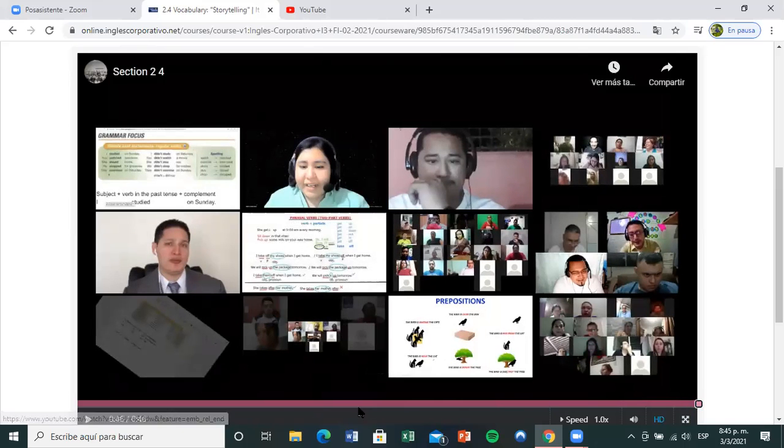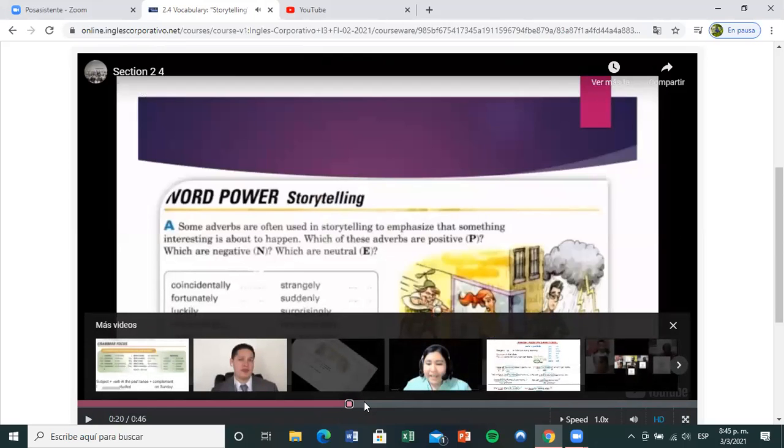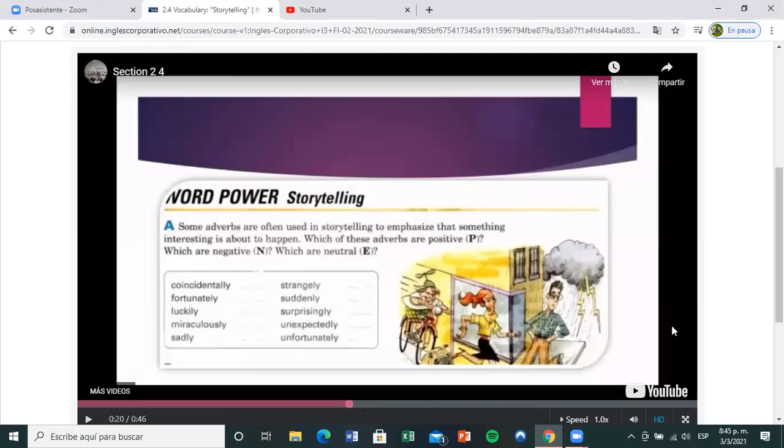Now, let's look a little bit at those words. Okay. Let's take a moment. We have many different adverbs. First, let's make sure we understand the meaning. What is the meaning of those adverbs? Do you know all of those adverbs? What's the question? Do you understand the vocabulary? Oh, yes, I understand. Okay. And for the other people, do you understand the vocabulary? Yes, teacher. Okay. Some words. Which words? What's the meaning of coincidentally?